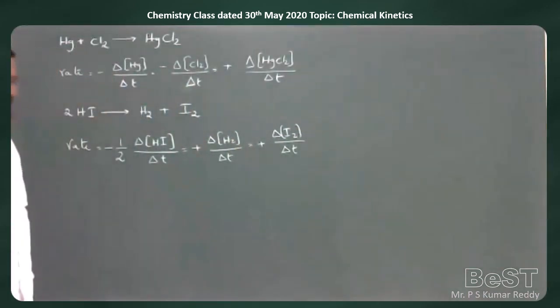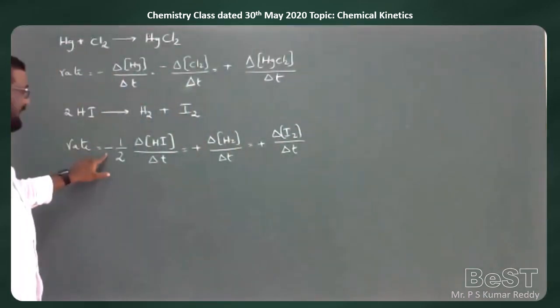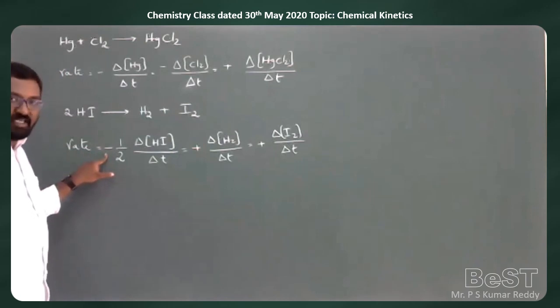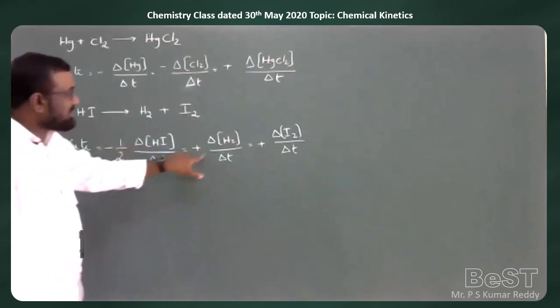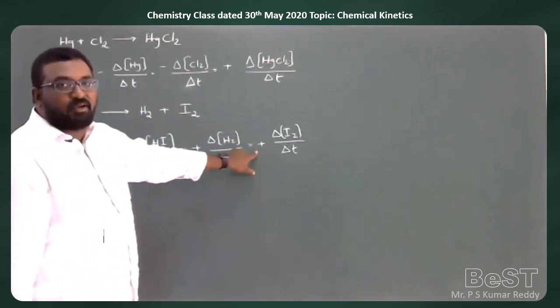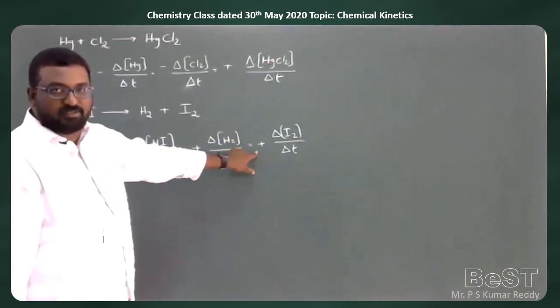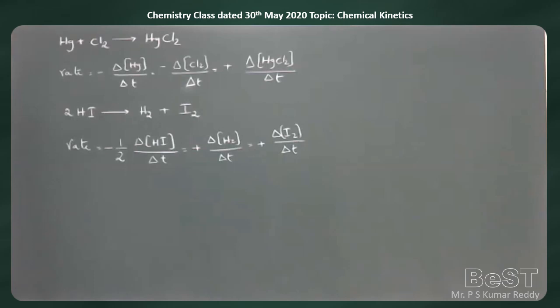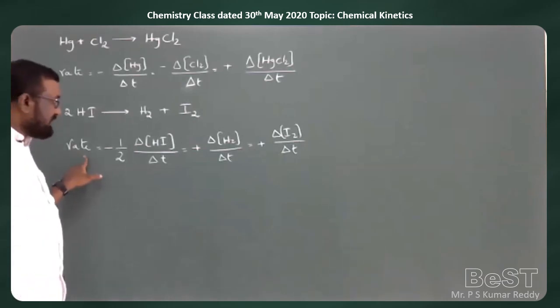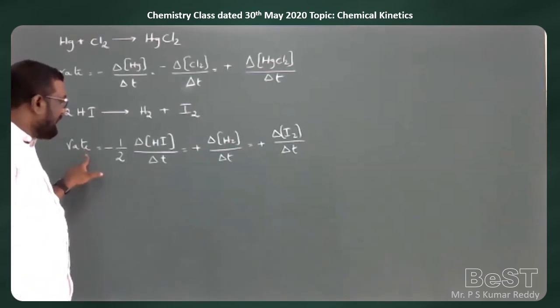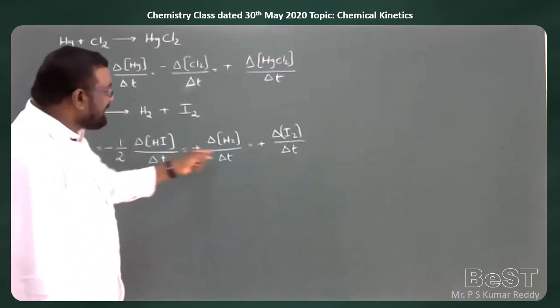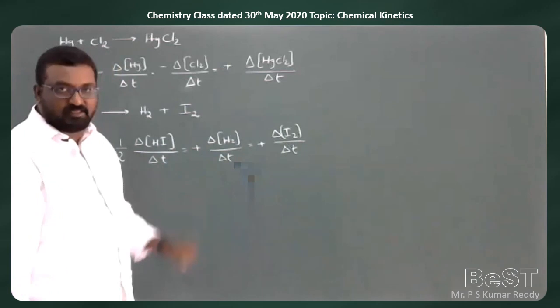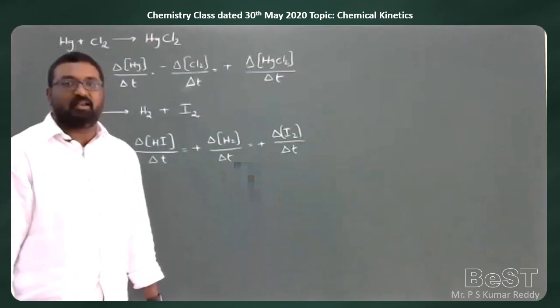Here, as we said yesterday, the minus sign says about the decrease in the concentration of the reactants, and the plus sign says about the increase in the concentration of the products. So here, the rate expression, or what we call the rate equation, will relate the reactants and products like this, based upon the stoichiometric equation.